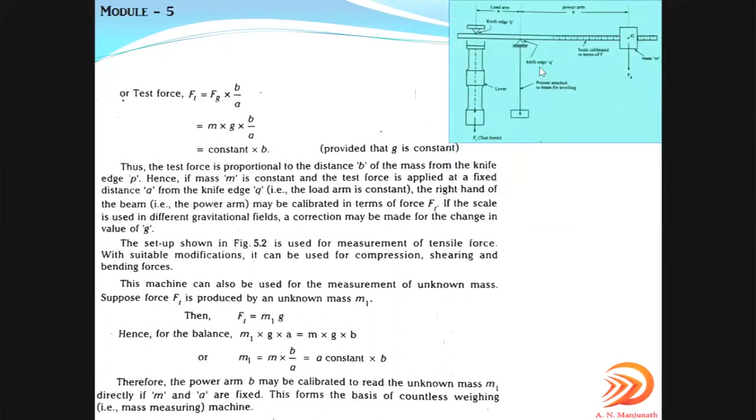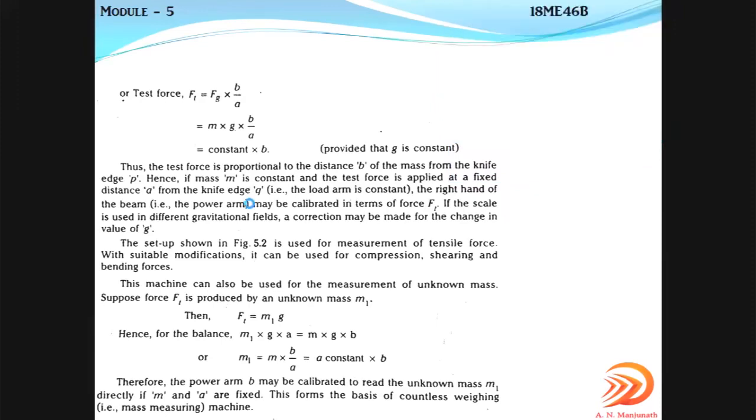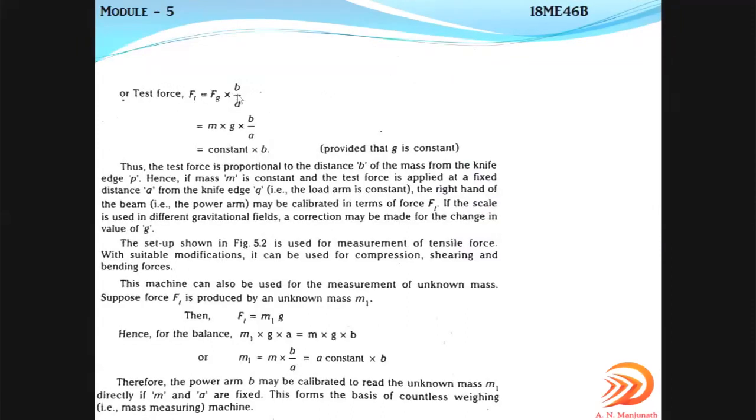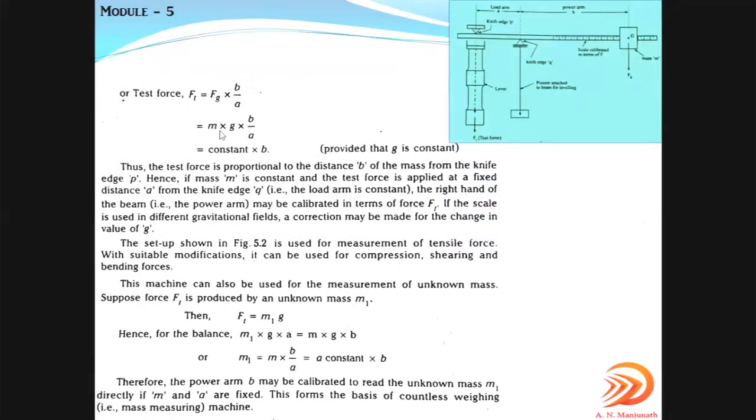See here, I have taken this image again. The test force F suffix T is equal to F suffix G into B by A. This equation has F suffix T written in terms of F suffix G into B by A. This F suffix G is nothing but the mass, you can observe in this image, right? F suffix G is nothing but the mass. So mass into gravity is constant into B by A. Again, here you can observe the test force is proportional to the distance B of the mass from the knife edge, if mass M is constant and the test force is applied at a fixed distance A from the knife edge, that is, the load arm is constant, right?